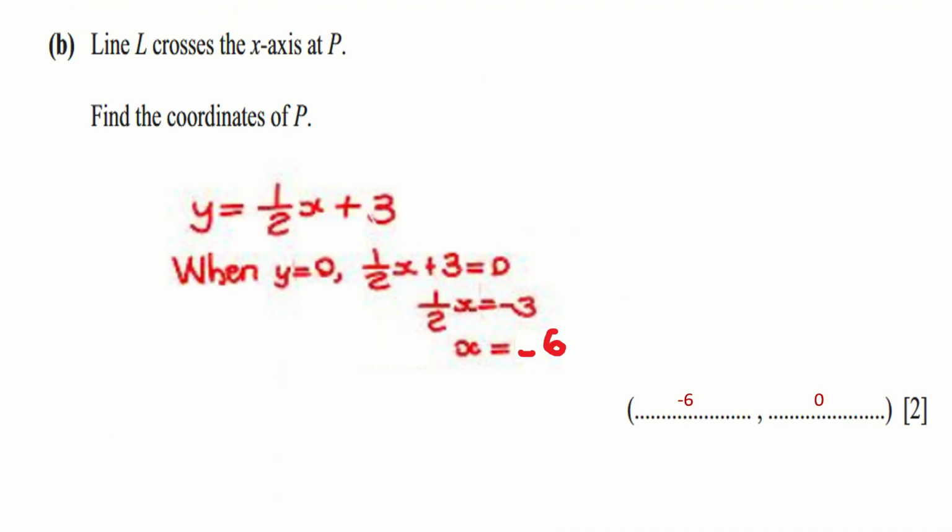For B, if line L crosses the x-axis at P, find the coordinates of P. We know that line L crosses the x-axis where y equals 0, so we just have to substitute y equals 0 and find the value of x, where we got negative 6. So the coordinates of P are negative 6, 0.